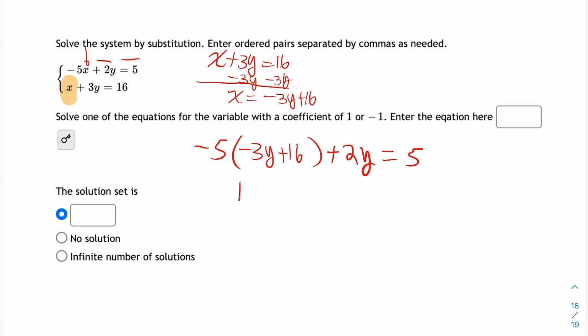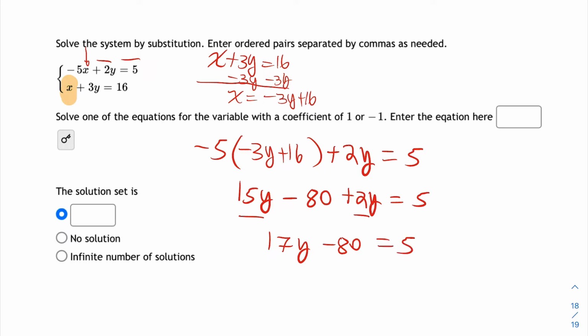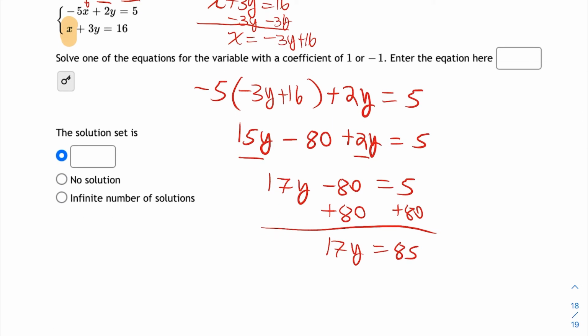I distribute, I get 15y minus 80 plus 2y is equal to 5. I can combine like terms. This one and this one give me 17y minus 80 equal 5. Then I add 80 to both sides, and I get 17y is equal to 85. Alright, so to get y now, all I have to do is divide both sides of this equation by 17, which tells me that y is equal to 5. So y equals 5 is the y value of the solution.